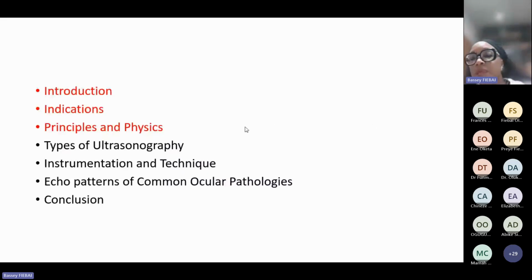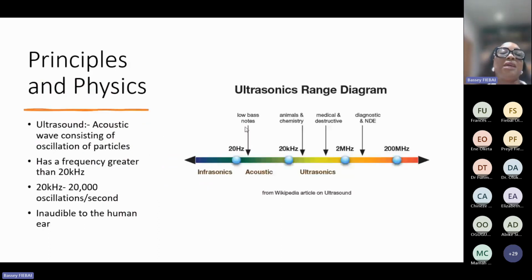But to be able to carry out a good ultrasound scan and interpret it, even when it's sent to you, you need to understand some basic principles and physics of ultrasound scan, of ultrasonography. Ultrasound is an acoustic wave that consists of oscillating particles and has a frequency of greater than 20 kilohertz. So the audible range of the human ear is between 20 hertz and 20 kilohertz. Any frequency greater than 20 kilohertz renders these sounds inaudible to the human ear.